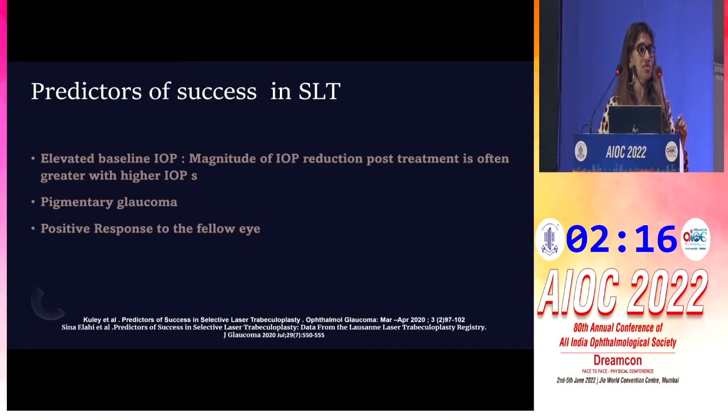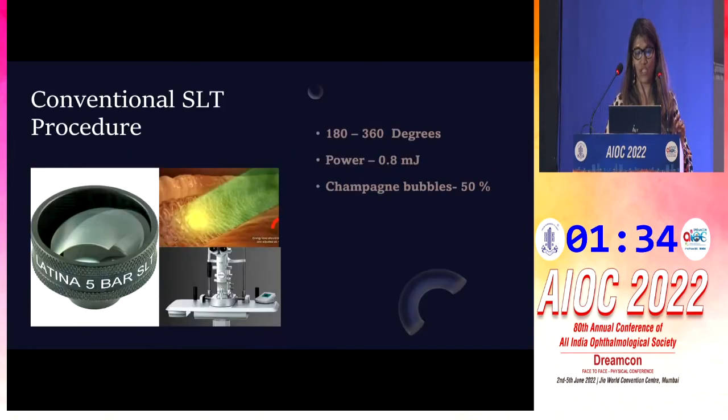So there are certain predictors of success in SLT. The higher the baseline intraocular pressure, the better the response, which means if a patient comes to us with a very high pressure, we expect a better result following selective laser trabeculoplasty. Second, the higher the trabecular pigmentation, the better the response. And that's why selective laser trabeculoplasty works very well in pigmentary glaucoma. Also, there were studies which showed that if the patient has had a positive response in one eye, the chances of the other eye getting a positive response were much higher.